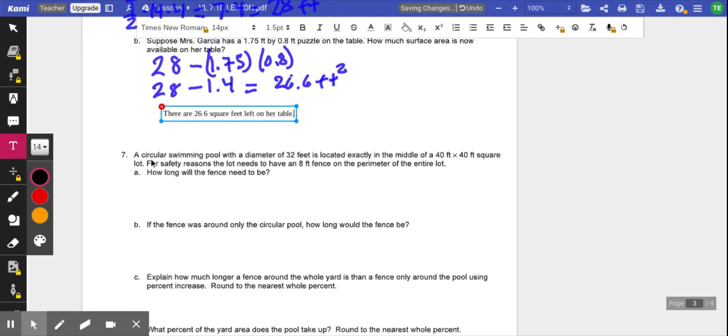Number 7, a circular swimming pool with a diameter of 32 is located exactly in the middle of a 40 by 40 square. For safety reasons, the lot needs to have 8-foot fence on the perimeter of the entire lot. How long will the fence need to be? Okay, so let's draw it. We've got a square that's 40 by 40.